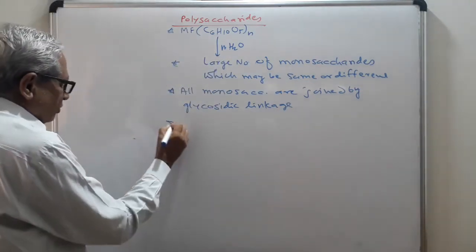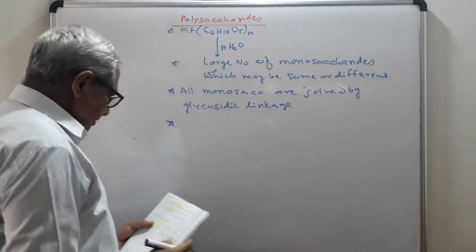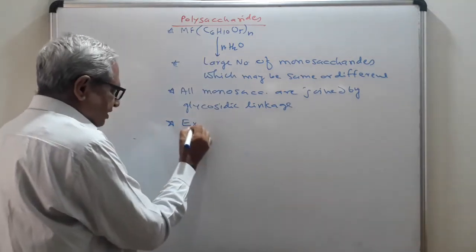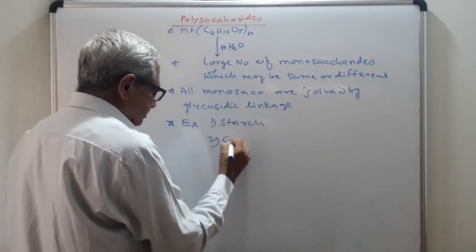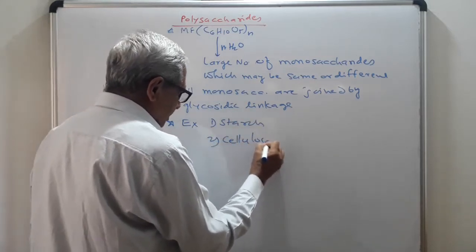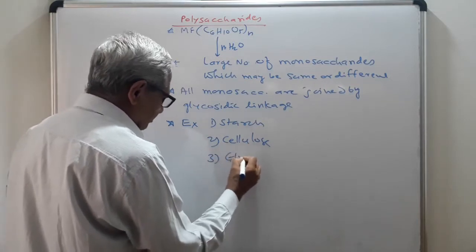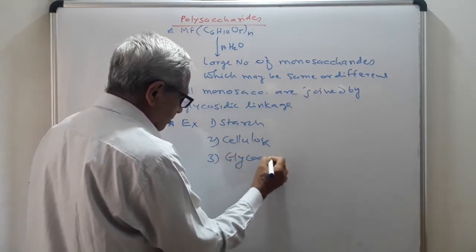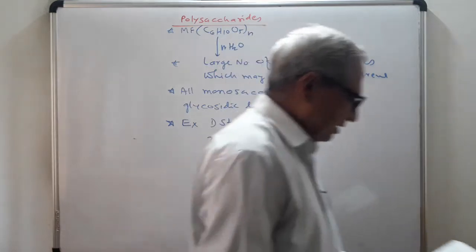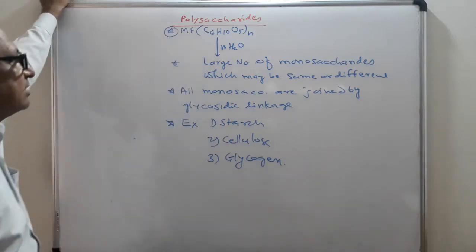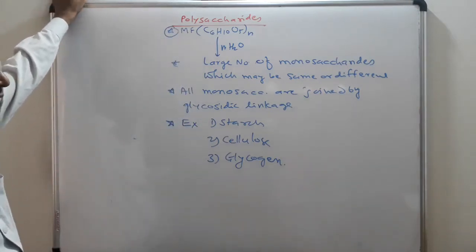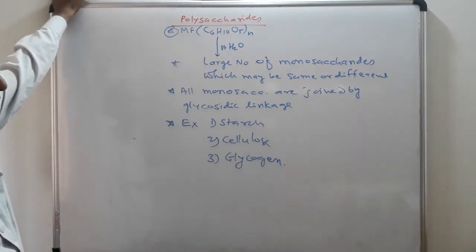Now we have to learn the examples in detail. First is starch, second is cellulose, and third one is glycogen. So these you have to learn in detail. So three important points here. Molecular formula C6H10O5N, which on hydrolysis gives a large number of monosaccharide molecules which may be the same or different.